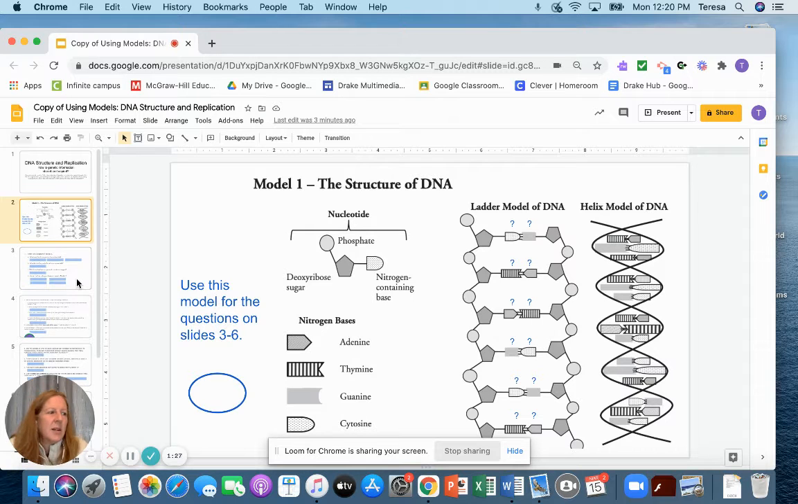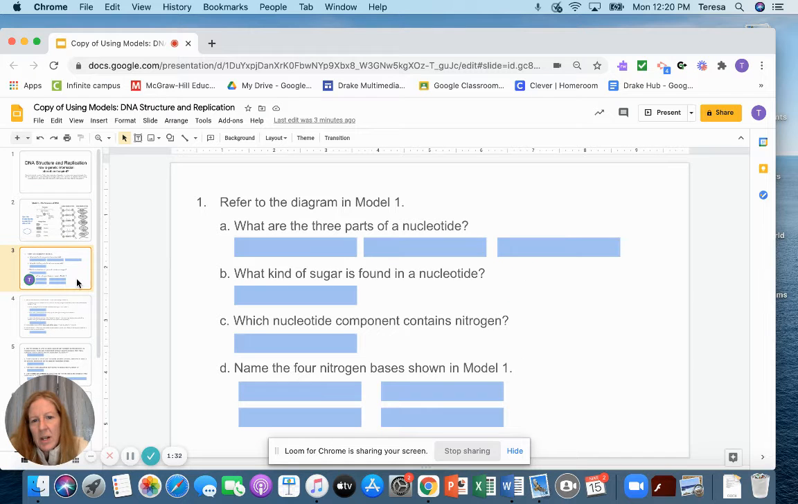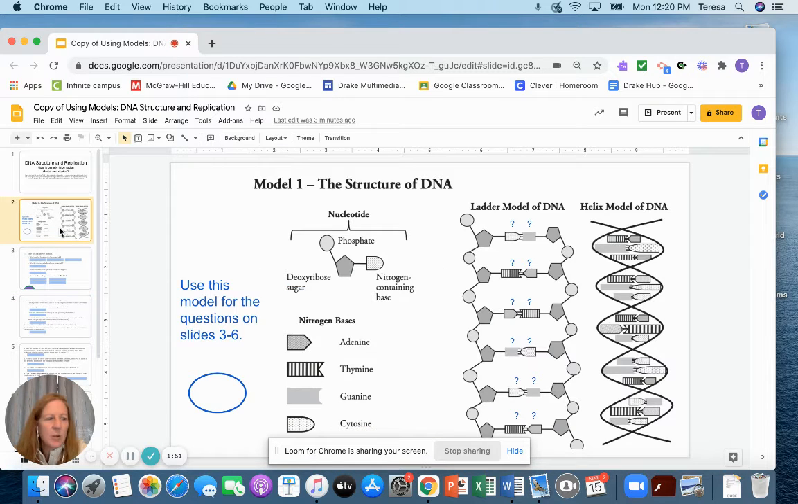Okay, so let's take a look at slide 3. It says, what are the 3 parts of a nucleotide? What kind of sugar is found in a nucleotide? Which nucleotide component contains nitrogen? And then name the 4 nitrogen bases shown in the model. So when we are looking at our model, the first question asks, what are the 3 parts of a nucleotide? I'm going to use this diagram here.